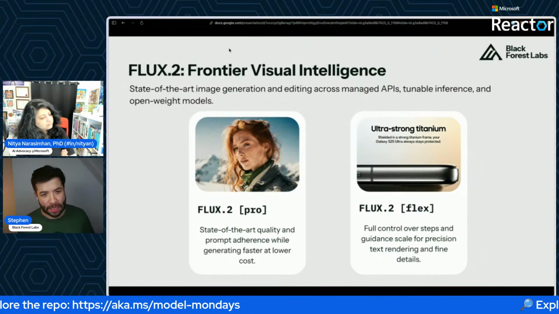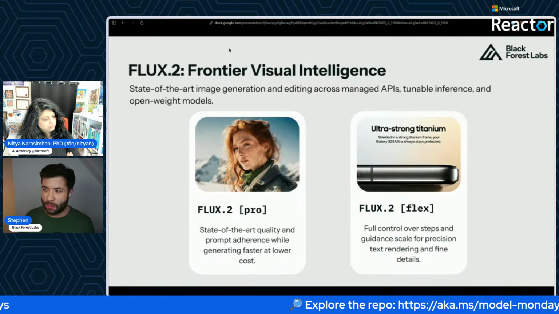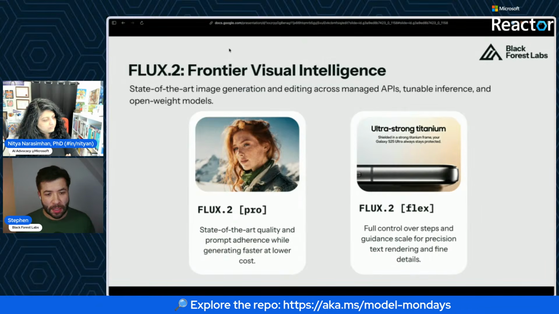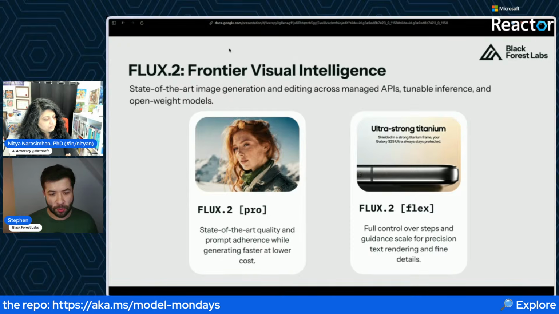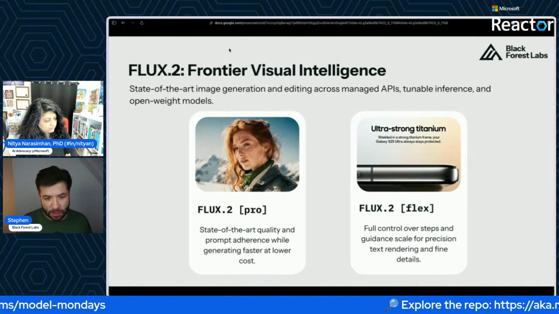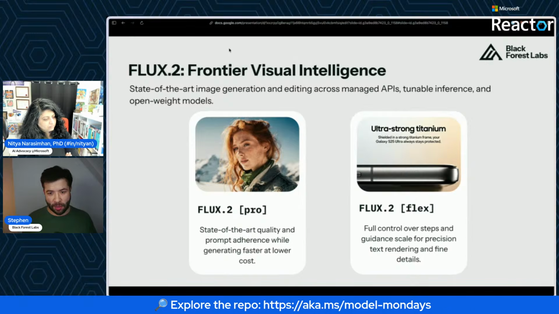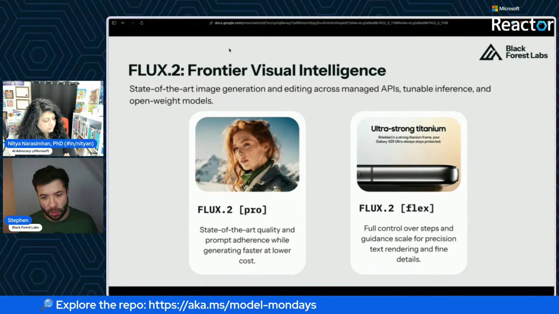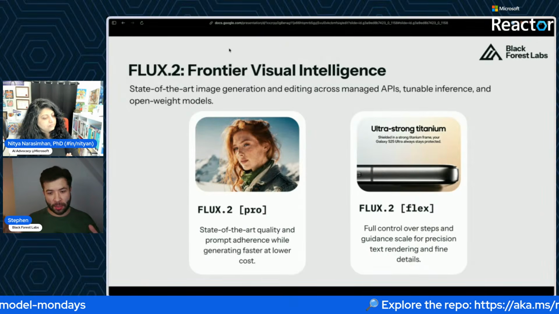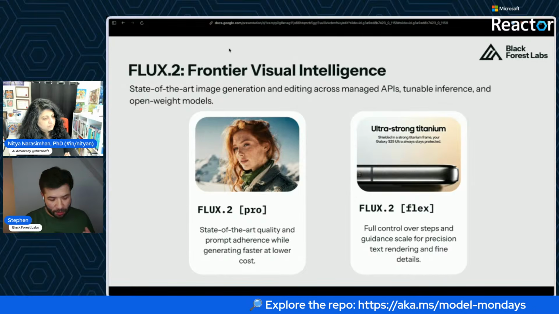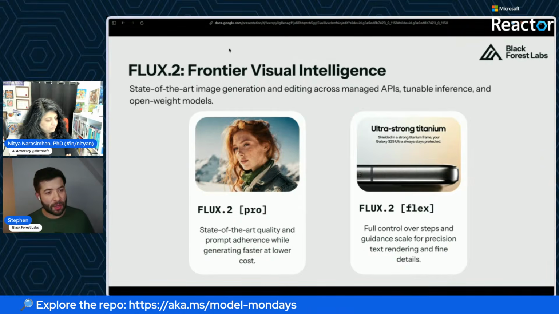We released Flux 2 lately. We released Flux 2 Pro in November 2025 now, and Flux 2 Flex as well. It is now in the Foundry. So those are two different models, where Flux 2 Pro is our state-of-the-art quality model with a very good prompt adherence, and it can also generate at a lower cost. And Flux 2 Flex is really the one where you have full control. We give you control over how many steps you may have for the generation, but also the guidance scale. And that way, it really gives you full control for text rendering and the fine details that you may not have with other models.